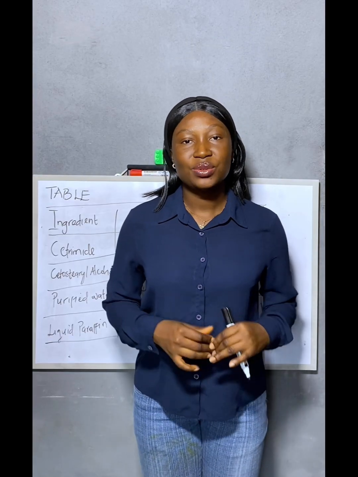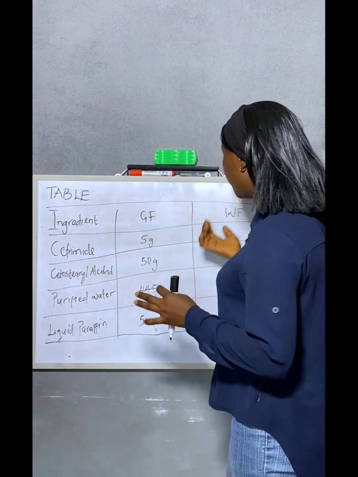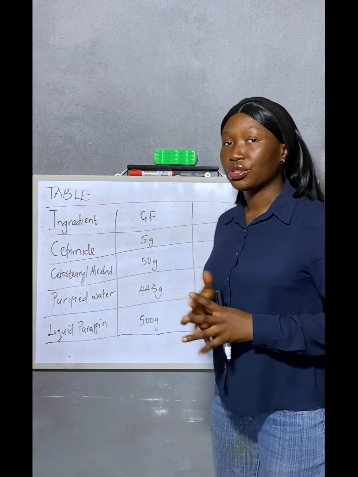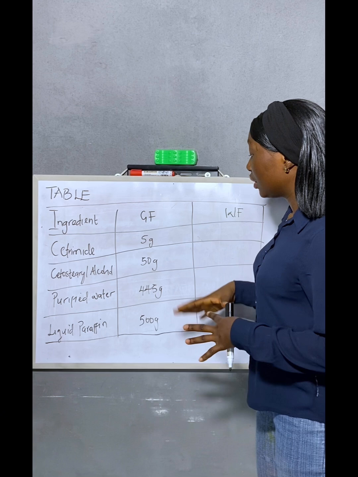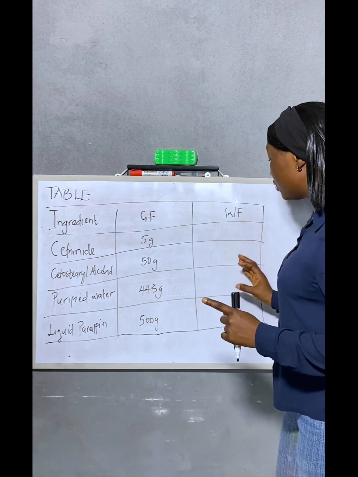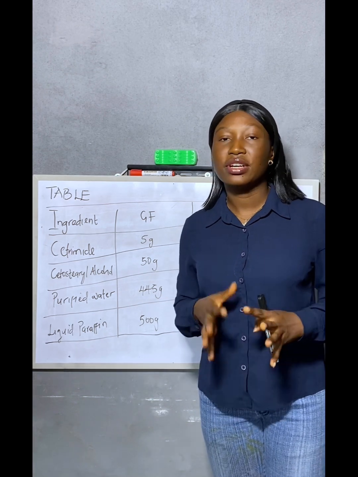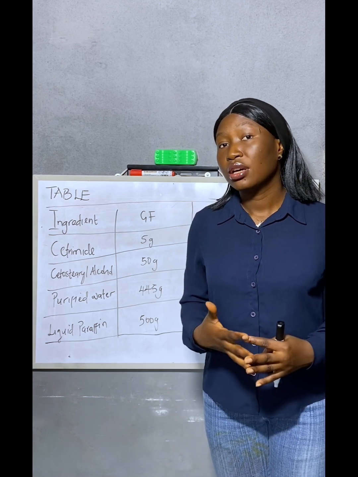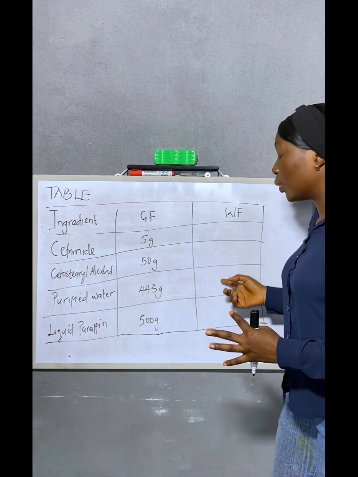So the next thing you have is your table. Now, your table is made up of 3 columns. You have your ingredients, your GF, which is short for given formula, and your WF, which is short for working formula. Now, you represent your table this way. Mind you, for the working formula, you are going to fill it up after your calculation. There are values you obtain from your calculation, which are what you will be working with for the preparation. Those values are what you input in these boxes.